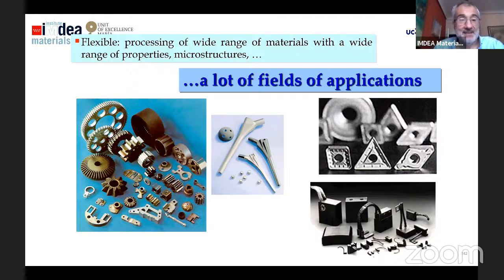So we have a flexible process with a wide range of materials, with a wide range of properties and microstructures. So that means a lot of fields of application. As you can see here: structural parts, biomaterials, cutting tools, bushings, etc.